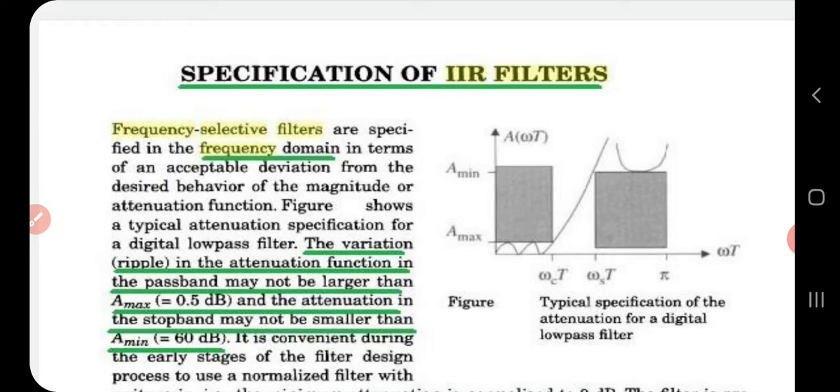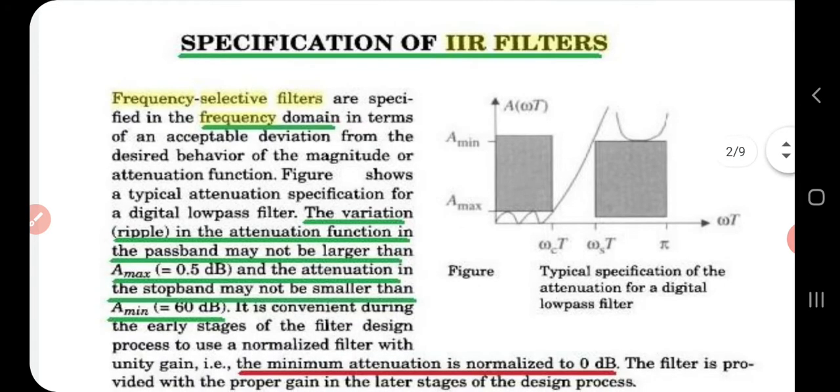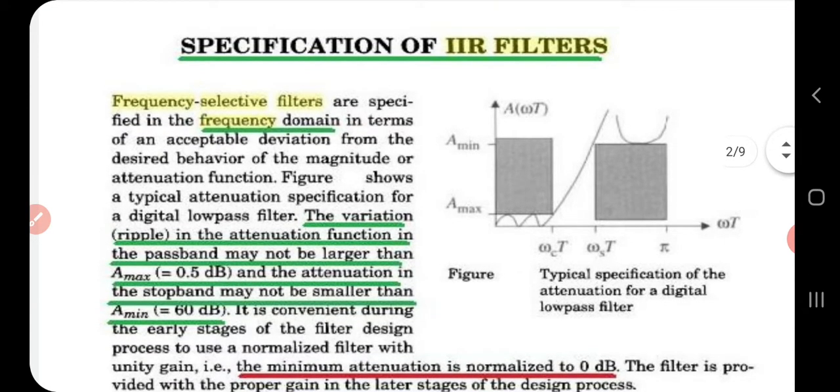So, frequency selective filters are specified in the frequency domain, just as the name suggests, in terms of an acceptable deviation from desired behavior of the magnitude or attenuation function. All filters will have an attenuation factor, that is a deviation from the normal behavior. So the frequency selective filters are usually specified in the frequency domain.